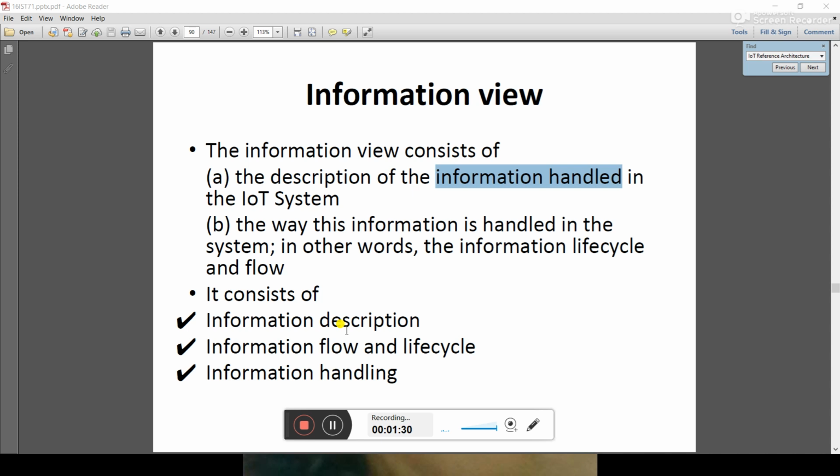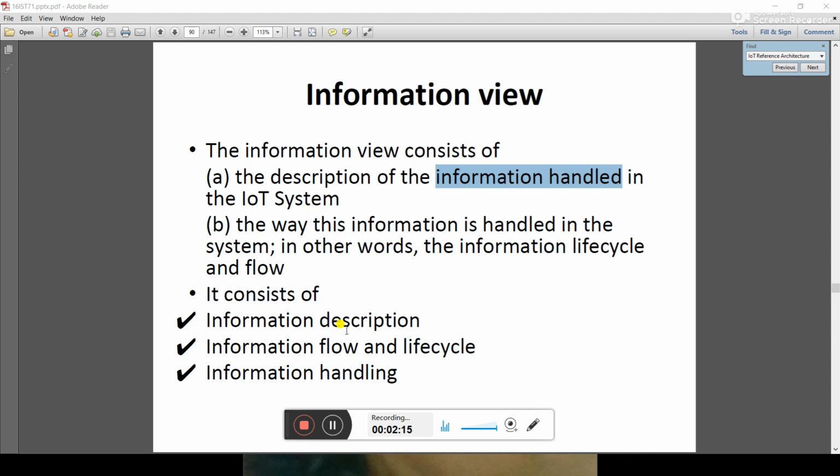Another thing is the information flow and life cycle. How the information will flow in an IoT architecture is important, and how the information can be captured, at what time, and till what time it should be captured on our servers. That needs to be understood and defined. Information handling: basically how all the data and information will be captured on a system or the reference architecture, and how we should understand and handle the information.